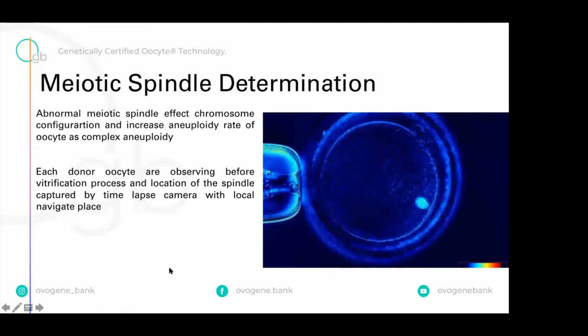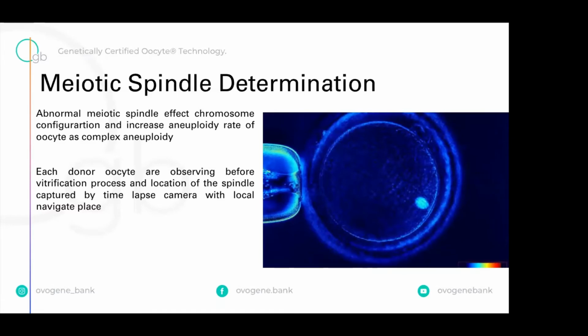So if we talk about meiotic spindle determination, an abnormal meiotic spindle affects the chromosome configuration and increases the aneuploidy rate of the oocyte, as well as complex aneuploidy. That's why we are trying to get the meiotic spindle determination before choosing the oocyte for the morphological assessment for the vitrification process. That is a priority for us to find out.